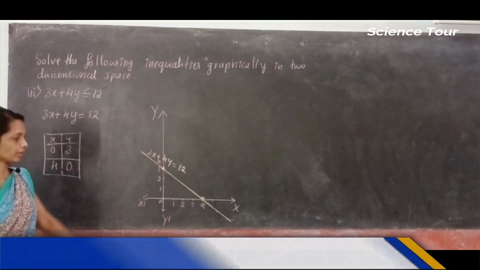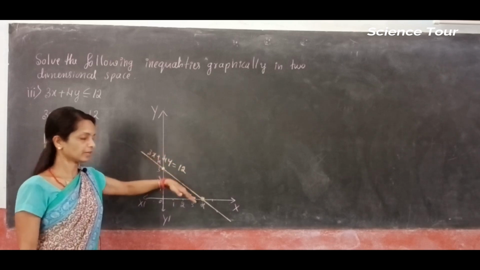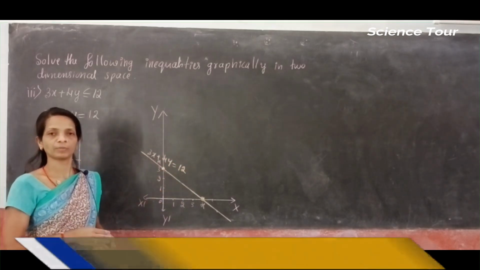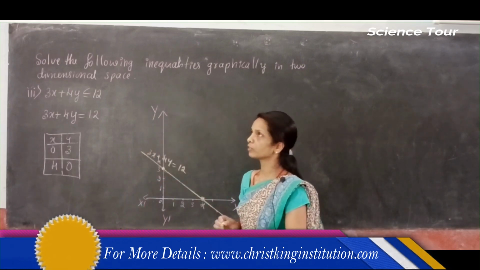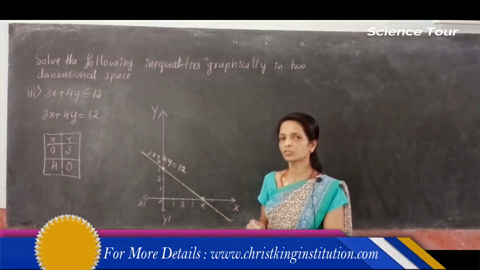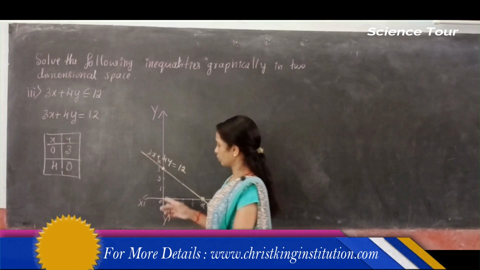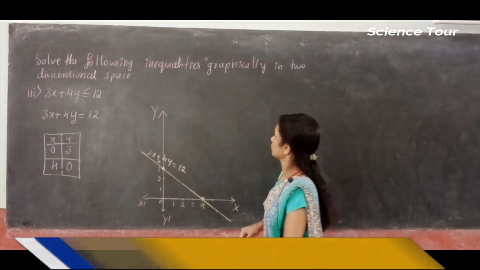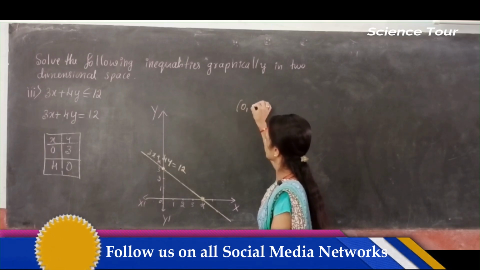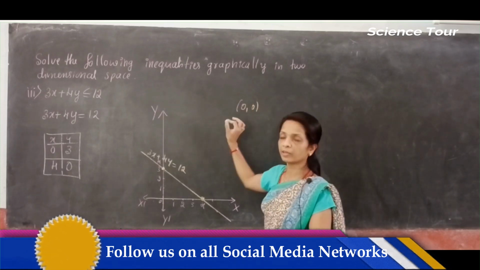Now you have two half planes, the upper one and the lower one. Which half plane is the solution region? To decide that, take a checking point 0, 0. Can we take 0, 0 as a checking point? We can take it, because 0, 0 is not on this line. So we take that checking point 0, 0 to check the inequality.